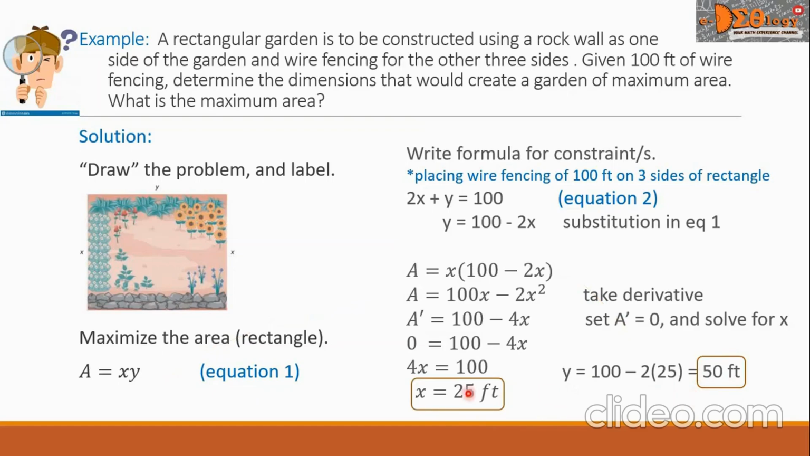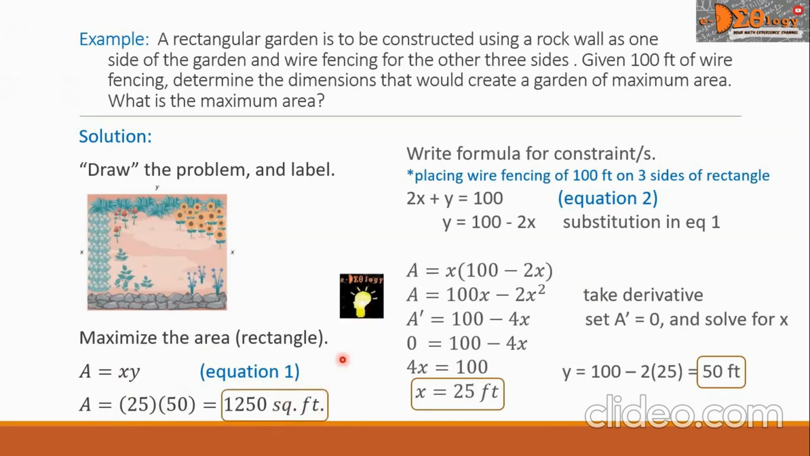Now, let us find the maximum area. Let us substitute the values of x and y in formula 1. So we have A equals 25 times 50. And this is equal to 1250. The unit of measurement is square feet. This is the maximum area. These are now the final answers.